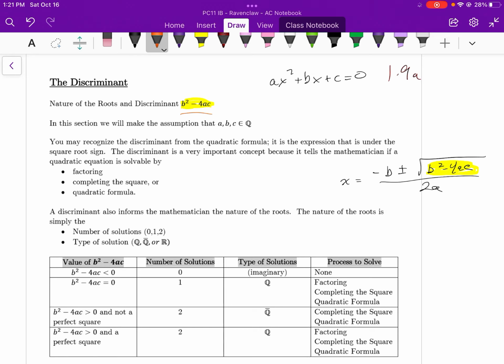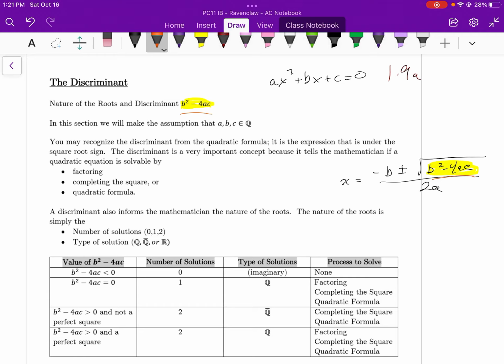Now the assumption that we're going to make in this section for sure is that a, b, and c are elements of the rational numbers. So you may recognize the discriminant. It is the expression underneath the square root sign, and it's really important. The discriminant tells us if an equation is solvable by factoring.